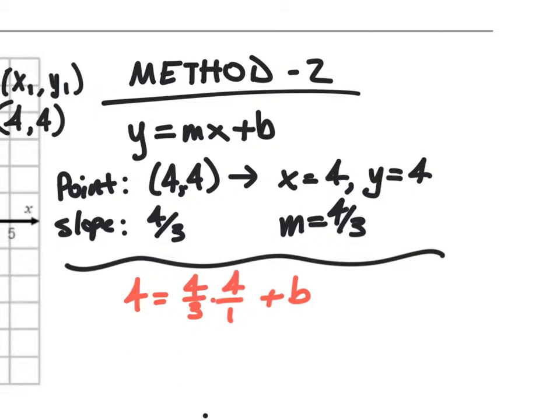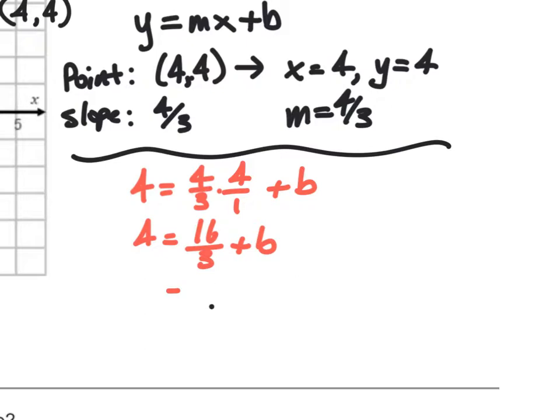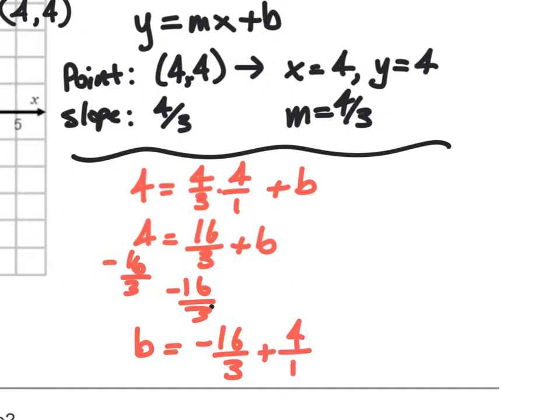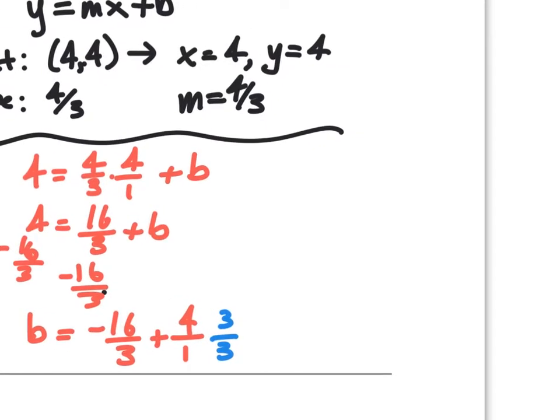This is y equals my slope m x plus b, same thing up here. So now I just need to solve this equation for b. Now I get 4 is equal to 16/3 plus b. Let's subtract 16/3 from both sides. So I know that b is equal to negative 16/3 plus 4 over 1. Now let's get a common denominator of 3, so I'm going to multiply the top and bottom by 3. This gives me negative 16/3 plus 12/3, which gives me negative 4/3. And this is my value for b.